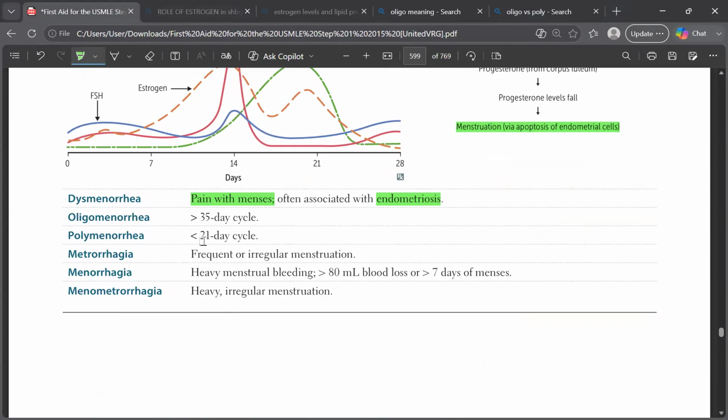And polymenorrhea is a menstrual cycle that is less than 21 days, and you're going to have frequent bleeding throughout the year. Metrorrhagia is frequent or irregular menstruation. Menorrhagia is heavy menstrual bleeding, greater than 80 milliliter blood loss, or greater than 7 days of menses. Menometrorrhagia is heavy plus irregular menstruation.